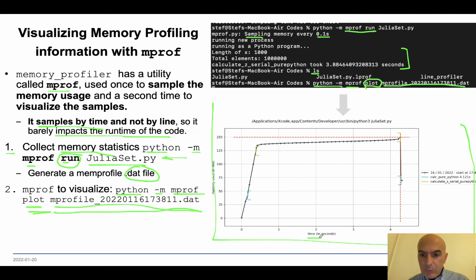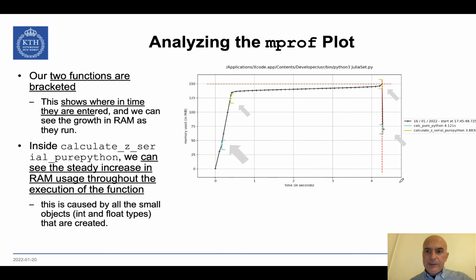On the x-axis, we have the time. In this case, we do profiling by time and not line by line. On the y-axis, we have the memory usage in megabytes. You see, there is a phase at the beginning that ramps up around 100 megabytes, and then there is a phase that incrementally goes up until the end of the simulation. So let's look at some more information. On the black line, we have the information about memory usage.